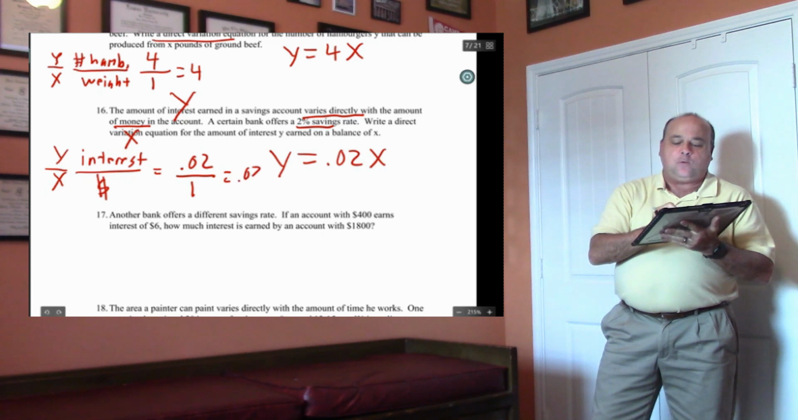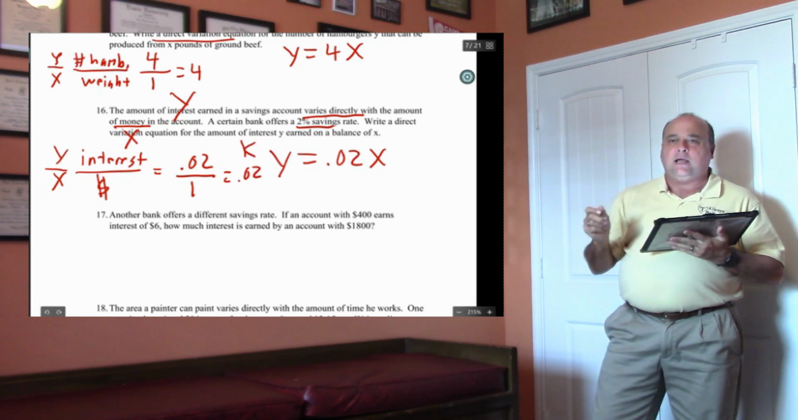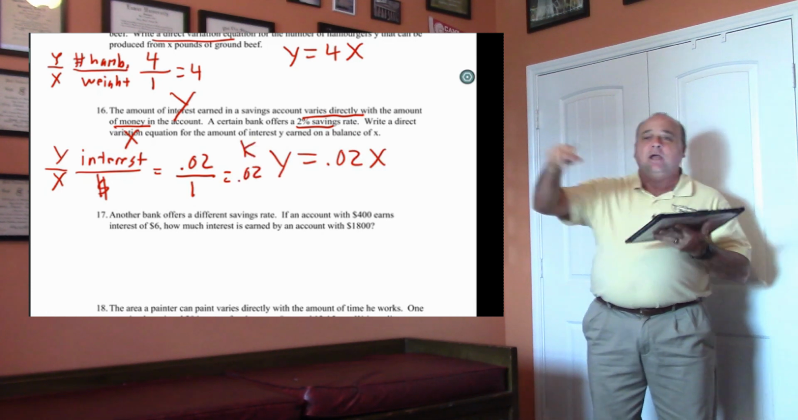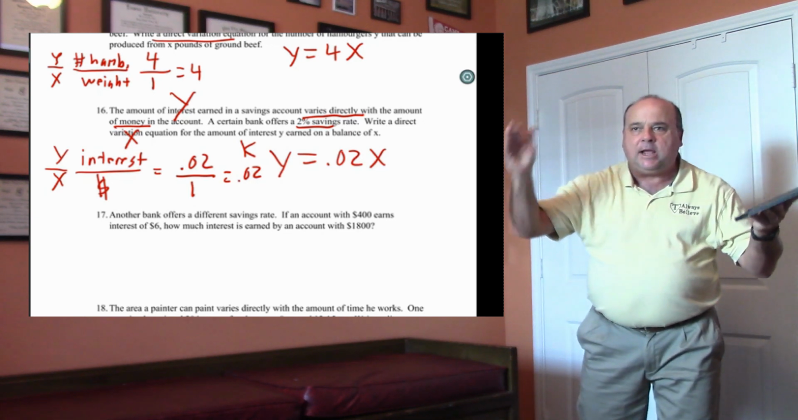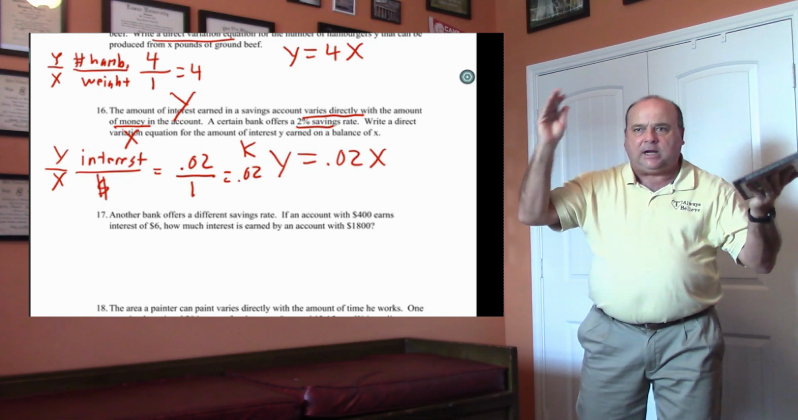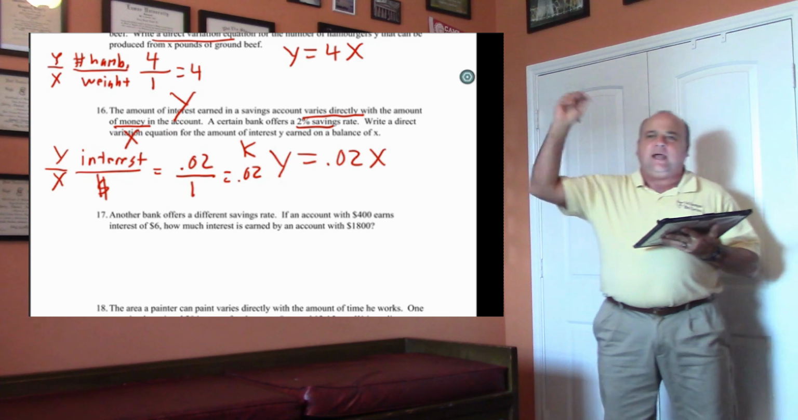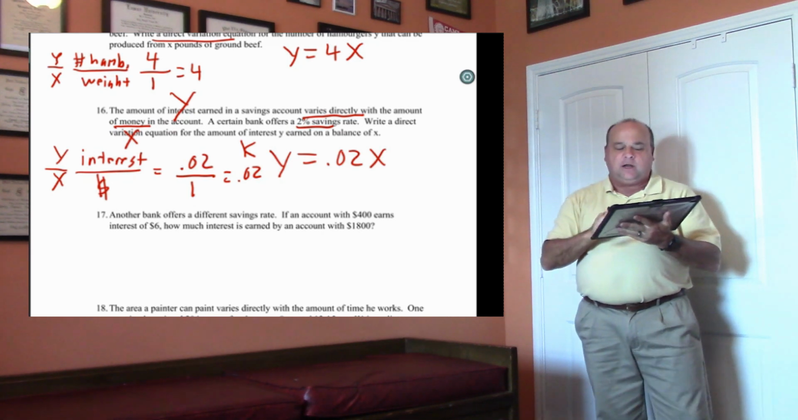This would simplify to 0.02, which would be our k. Piece of cake. Remember, y varies directly with x. You put y over x, and you get your constant of variation.